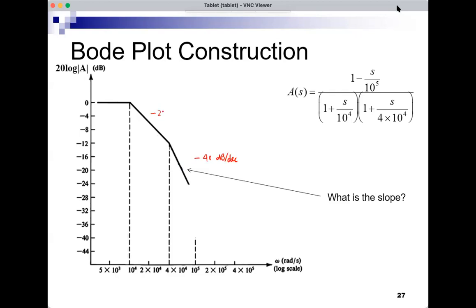And the slope here was minus 20 dB per decade. And the slope here is 0. This is horizontal. All right.